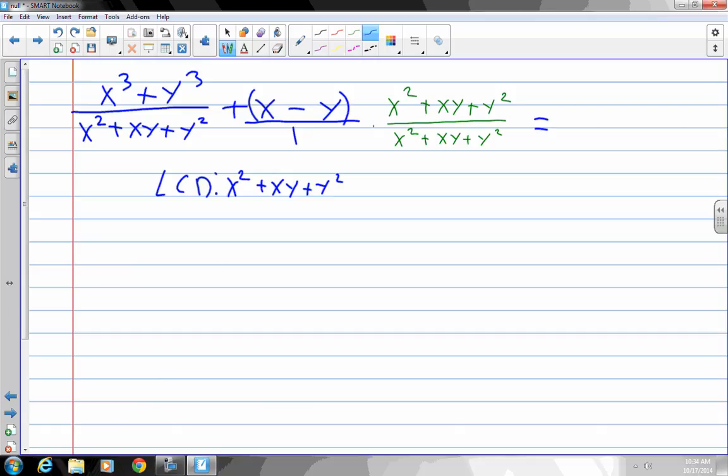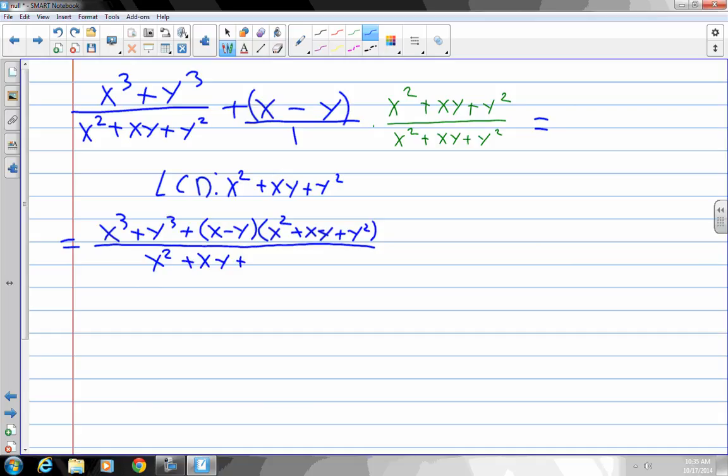So when I pull this together, it's going to be x cubed plus y cubed plus x minus y times x squared plus xy plus y squared all over whatever the denominator was.